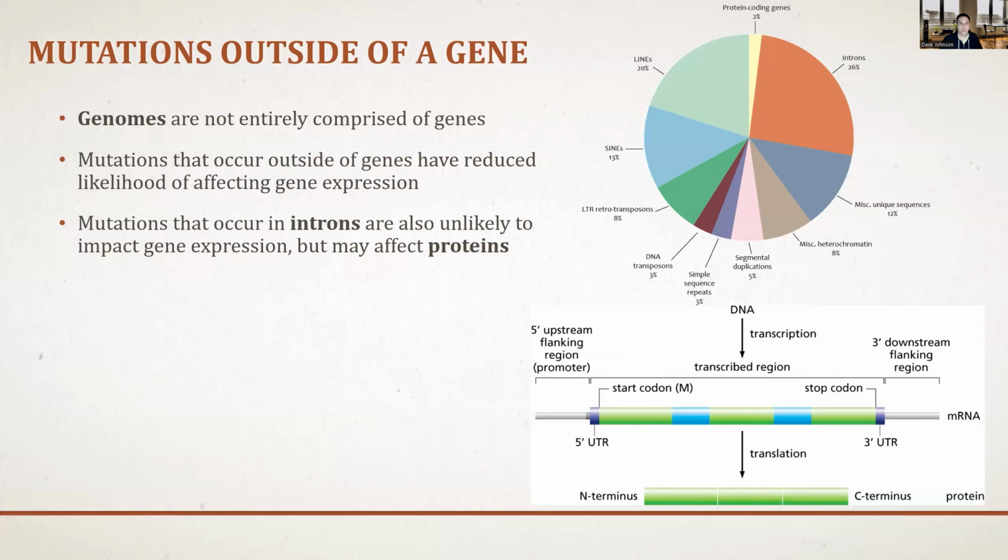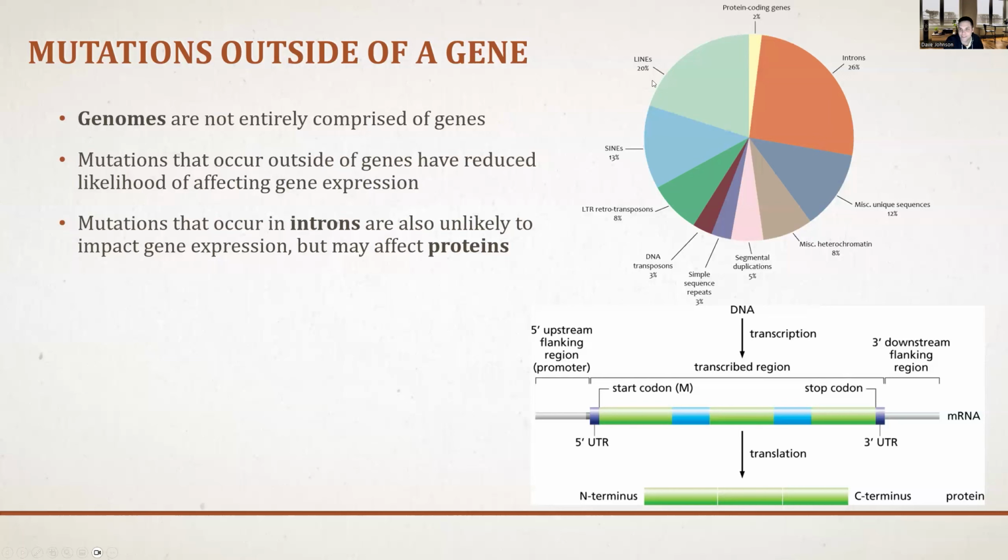Or you could get a mutation that occurs inside of one of the promoter regions. And again, promoter regions are big. They can tolerate some mutations, but if it happens in a very critical region of that promoter, it can make it so that gene doesn't get expressed, or it gets expressed too much, or it doesn't get expressed at the right level.